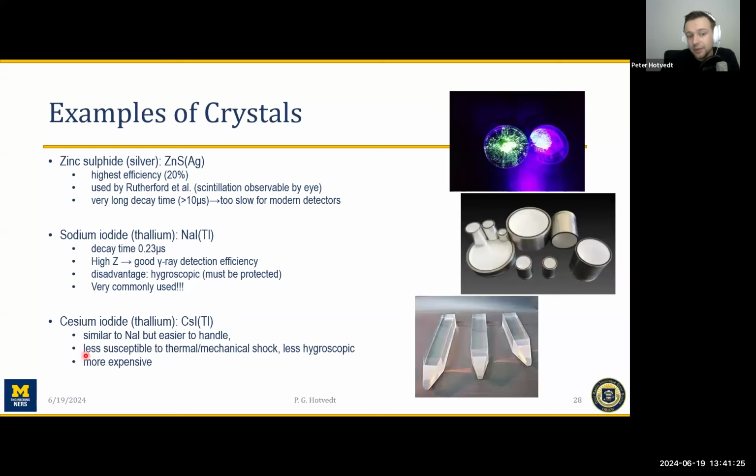Lastly, we have cesium iodide doped with thallium. It's similar to sodium iodide, but easier to handle because it's less susceptible to thermal and mechanical shock, and it's less hygroscopic. However, it's more expensive. And the reason it's more expensive is because materials like cesium and iodine are not as easily sourced as sodium, for example. So you have to keep that in mind.